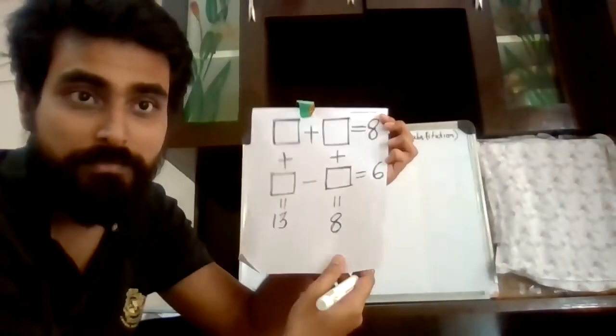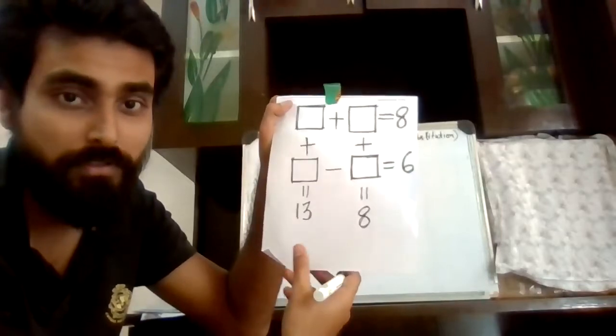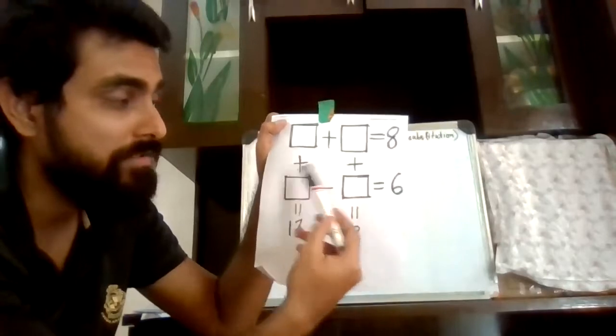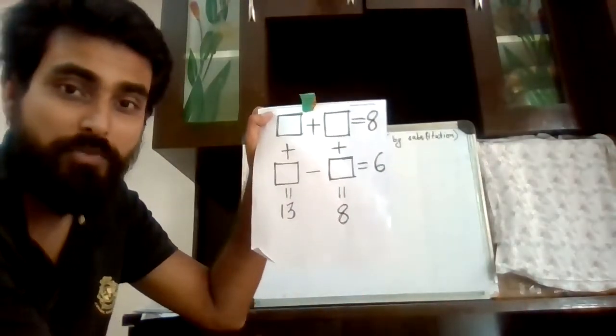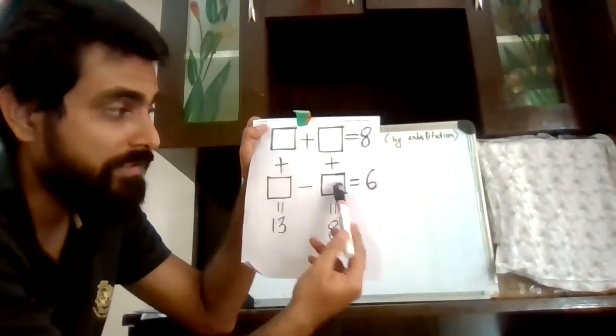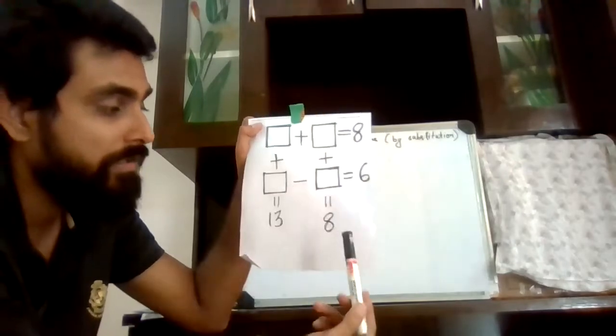All right, guys. So this is the question which Nishtay had put on the group. As you can see, there are four boxes here that represent four numbers which we don't know. Adding these two gives us 8. Subtracting these two gives us 6. These two when added give us 13, and these two when added give us 8.